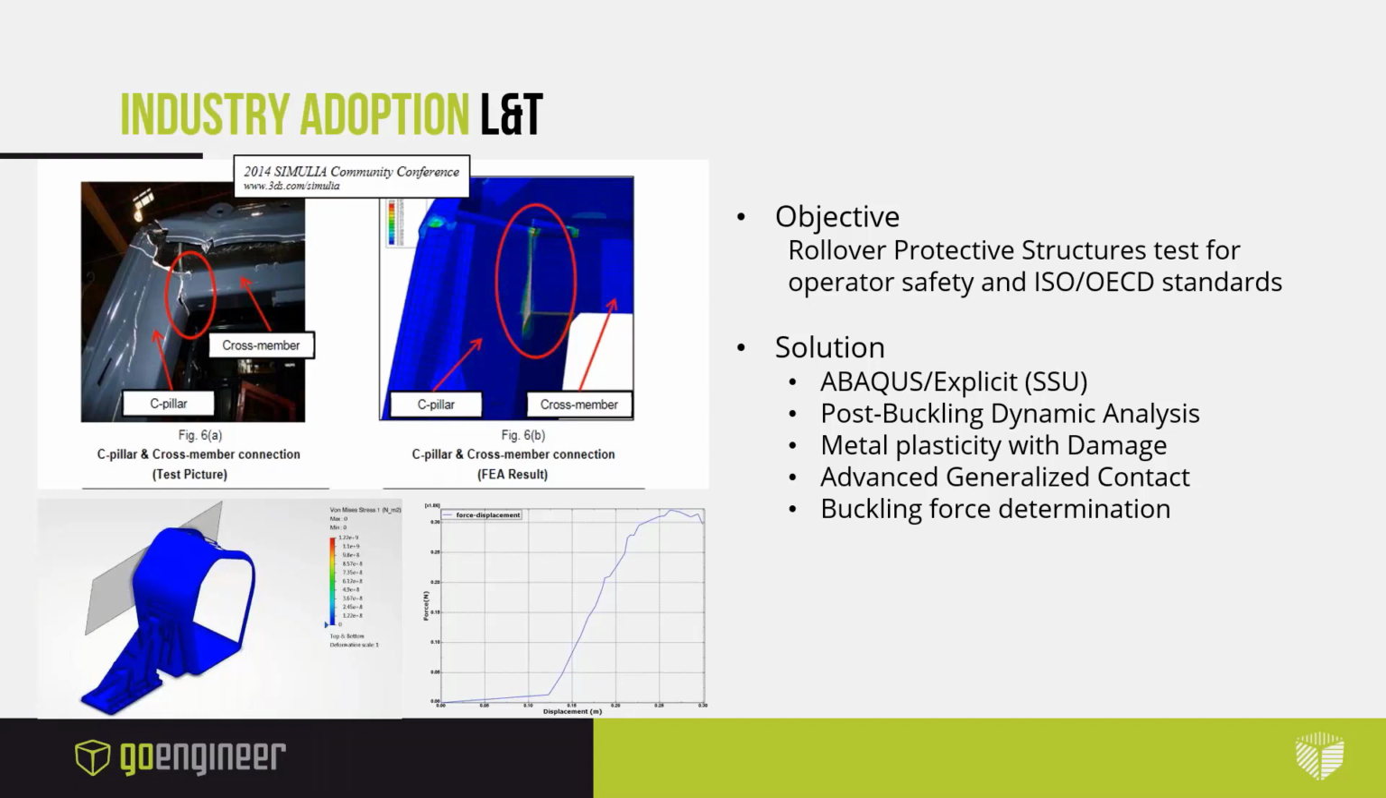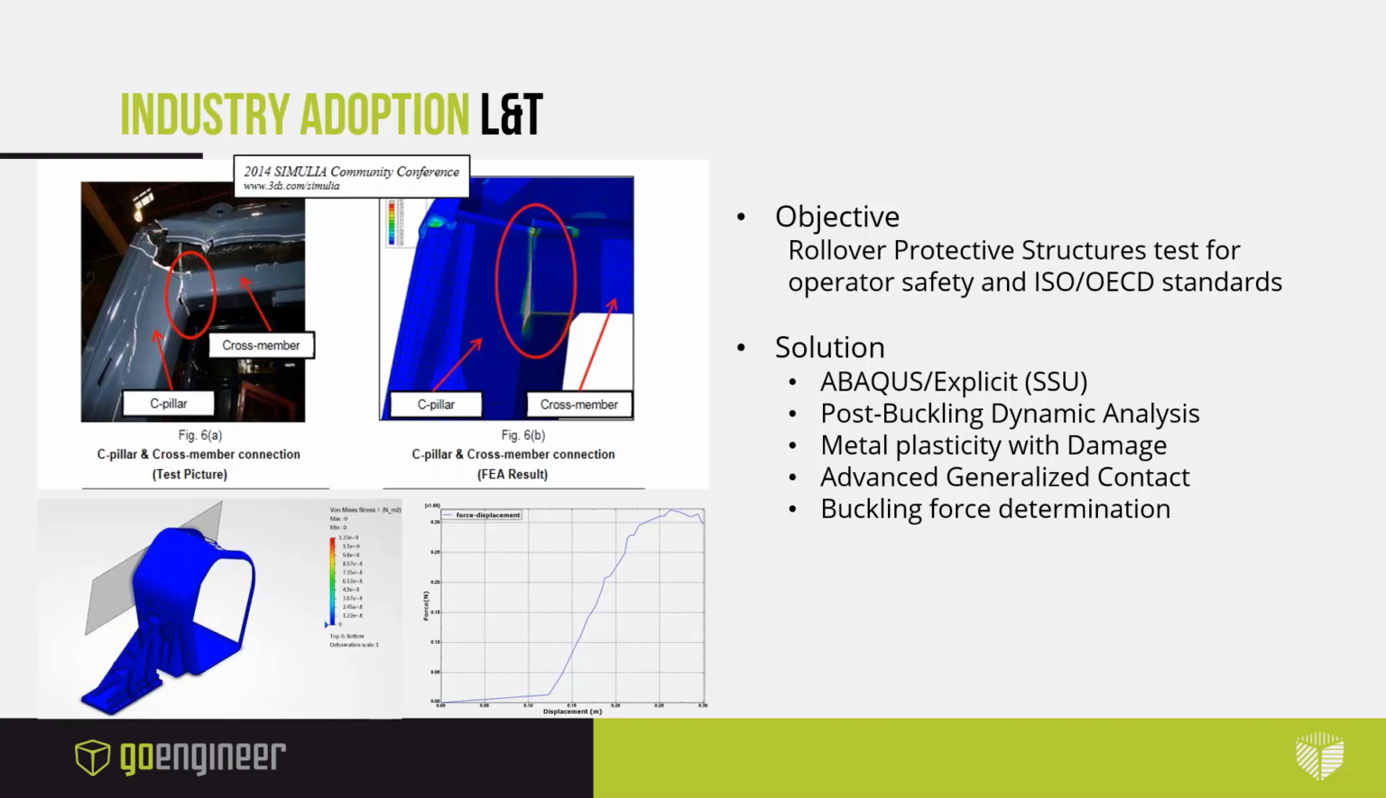L&T essentially uses the Abaqus technology to execute these rollover protective structures tests. The importance of these tests is they ensure operator safety, and they're also required to pass the ISO OECD standards. The biggest challenge behind executing these tests is that they're very complex. You're trying to simulate a post-buckling event. It involves damage, which involves material fracture and separation, and you really need a sophisticated analysis tool to incorporate all of these complexities and perform a structural analysis.